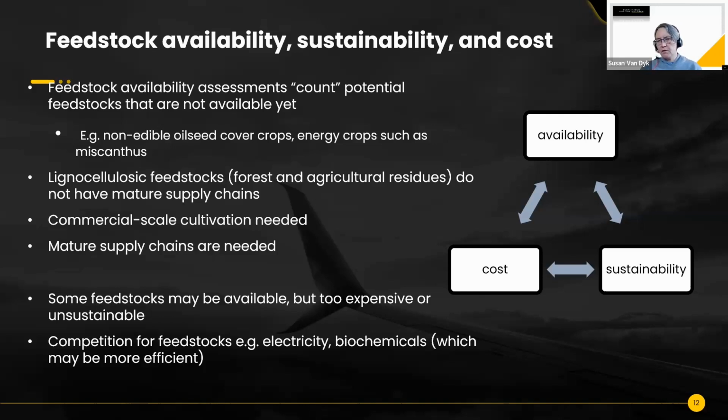And then, of course, we need to look at sustainability, because we don't want to include feedstocks that are not sustainable, because that doesn't give us a realistic assessment. And then also competition for feedstocks. Currently, if you look at, say, oils and fats, most of it is used for food purposes. Some of it is used for making other types of fuels, such as biodiesel. We also have, say, forest residues that are made into wood pellets that can be used to generate electricity. For example, in the UK, you have large power plants that are based on burning wood pellets. We can also make biochemicals from a lot of these feedstocks. So we need to take into account competition.